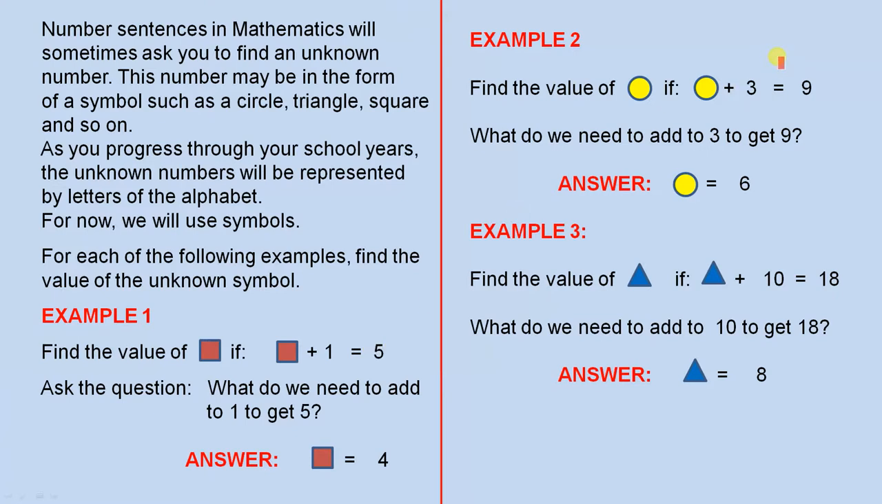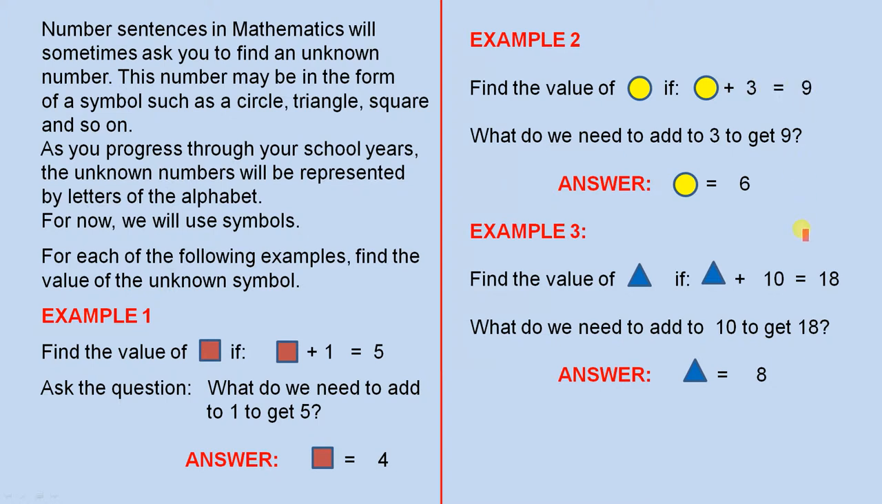Example 2. Find the value of the circle if the circle plus 3 equals 9. What do we need to add to 3 to get 9? The answer, the circle equals 6, because 6 plus 3 equals 9.